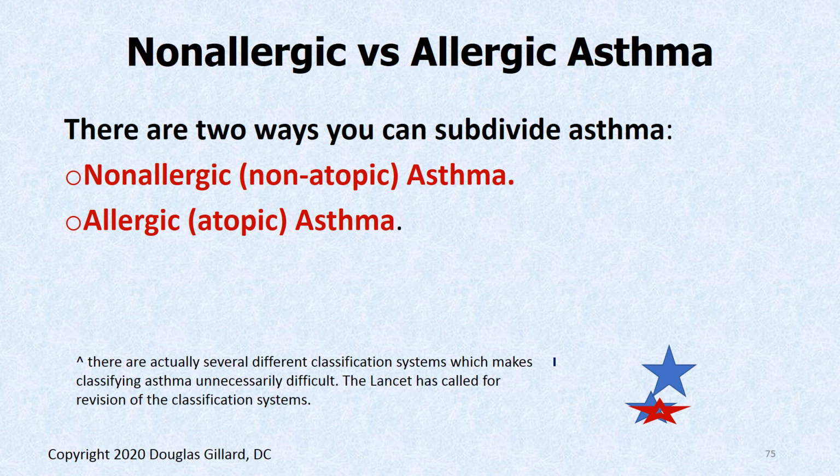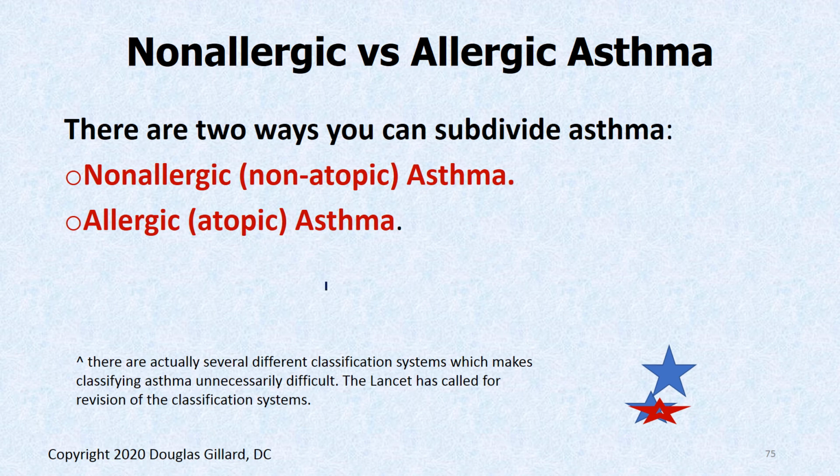There are two types of asthma. There is non-allergic asthma and allergic asthma. Sometimes the non-allergic is called non-atopic, and the allergic asthma is called atopic. Make sure you know those AKAs.